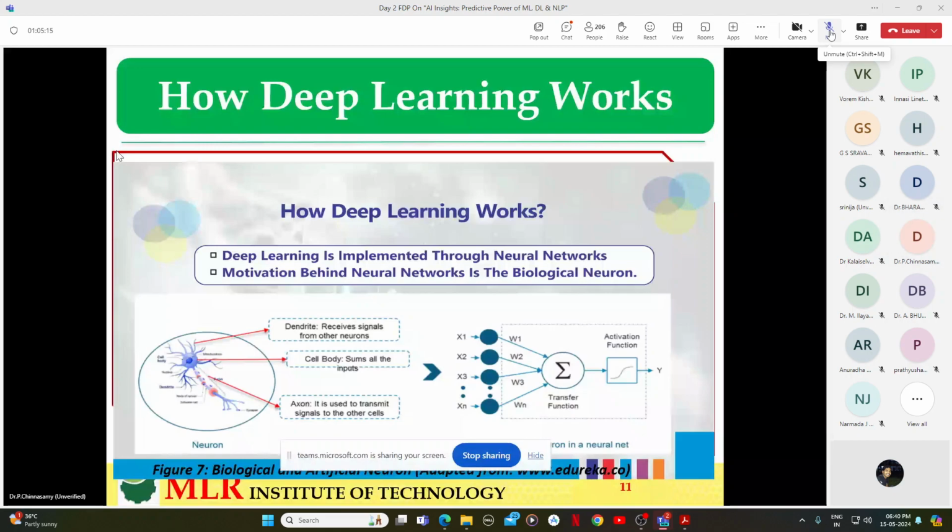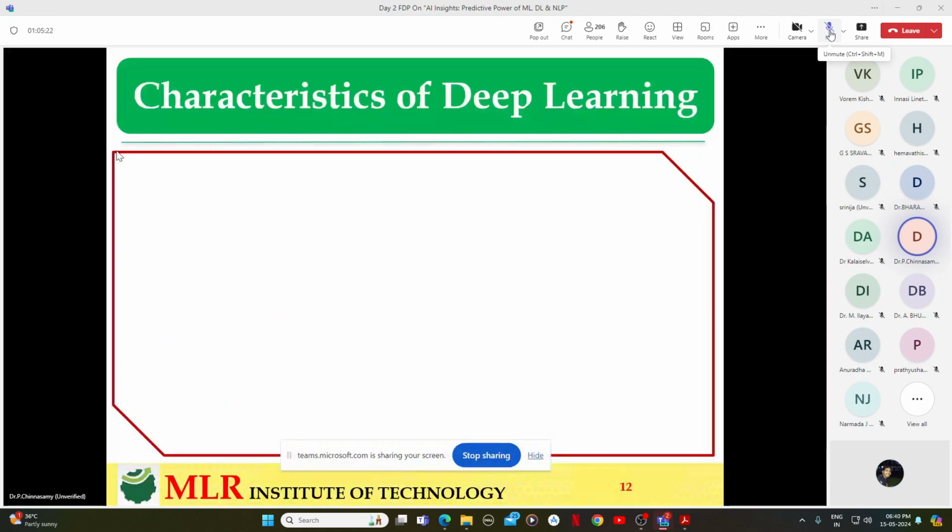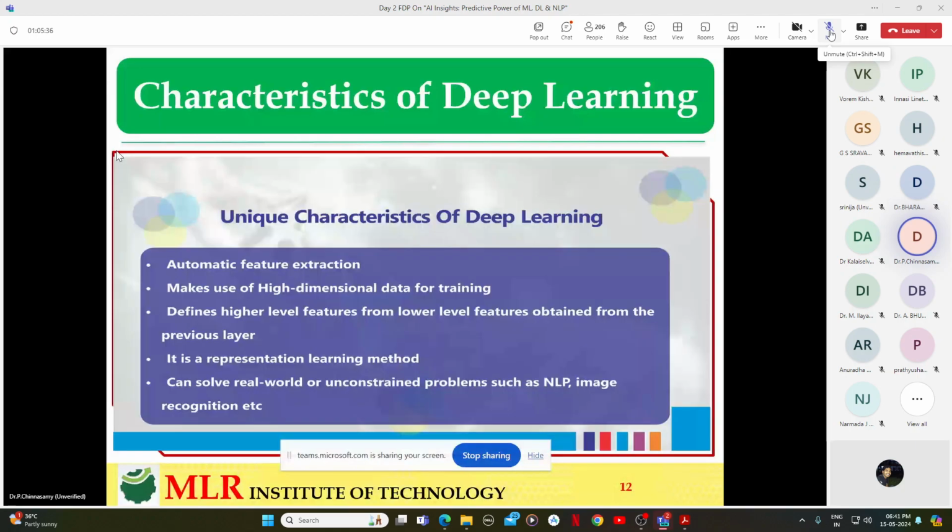Now, once the working is over, we should identify what the unique features are compared to an ML model. Because ML already has features, right? So what are the unique features we have? The only one thing is the automatic feature extraction functionality we have in our deep learning model, right?